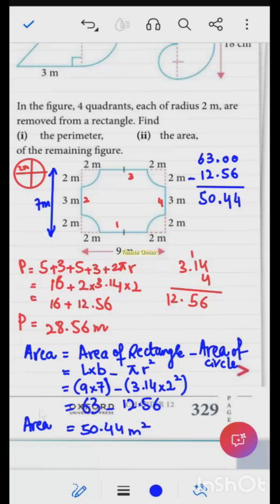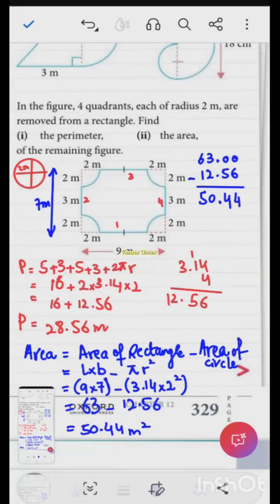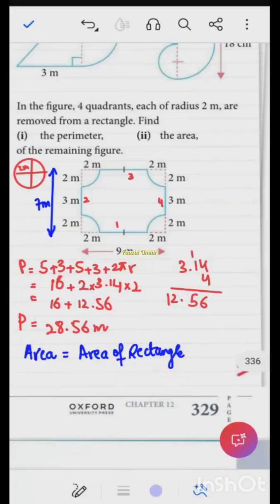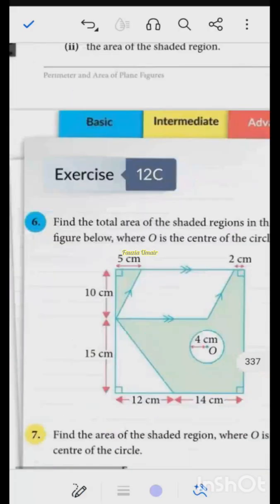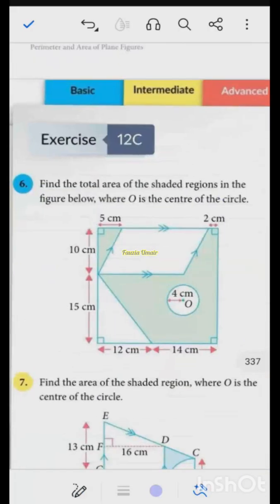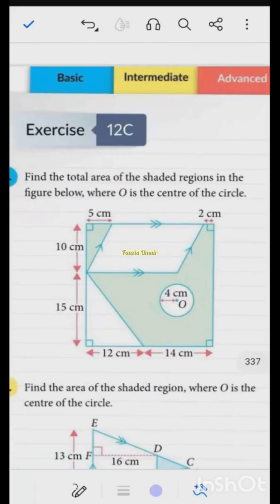Is it clear? Yes. All right. So moving on to the next question. I will share the screenshots, okay? Don't worry about it. So moving on to question number 6. Question number 6 looked like a difficult question, but this is also a very easy question. We should just know the formulas of different shapes.